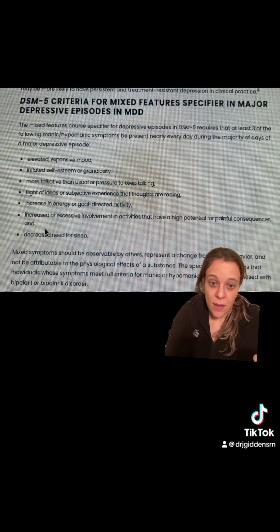Some of the things that can be helpful in this space to help differentiate some of that is to use our screening tools. So the PHQ-9, a lot of people are using that now to screen for depression, but it's very important. We can also use things like the Mood Disorder Questionnaire, or we can use the Rapid Mood Screener. This helps tease out some of those symptoms of mania and hypomania and helps do that deeper dive.